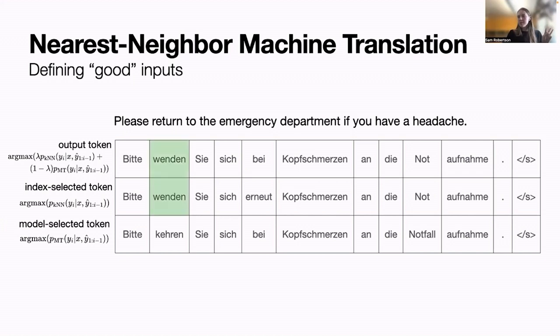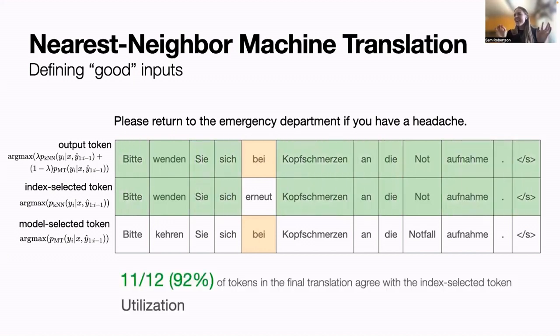But there's three things to notice. One is if you look more closely at the second token, we're going with the index selected token, not the model selected token. A little further down, we went with the model one here. And then there's another one down here where, again, the index selected token is different from the model selected token. I'm a little in the weeds here. Why am I talking about this? Because if you look across the whole thing, we can see that 11 out of 12 of these tokens agreed with what the index said. We know the index is a verified set of translations.